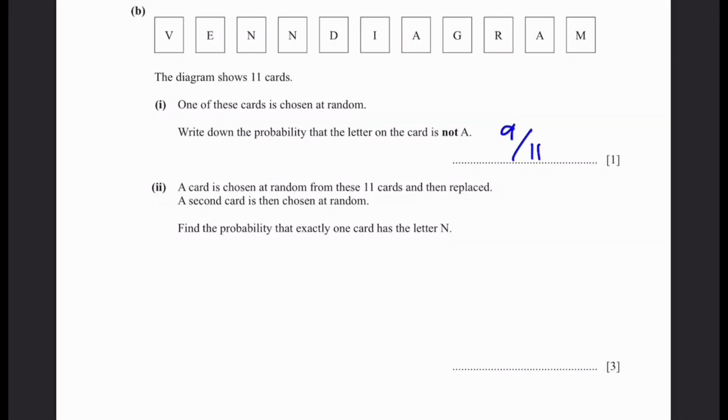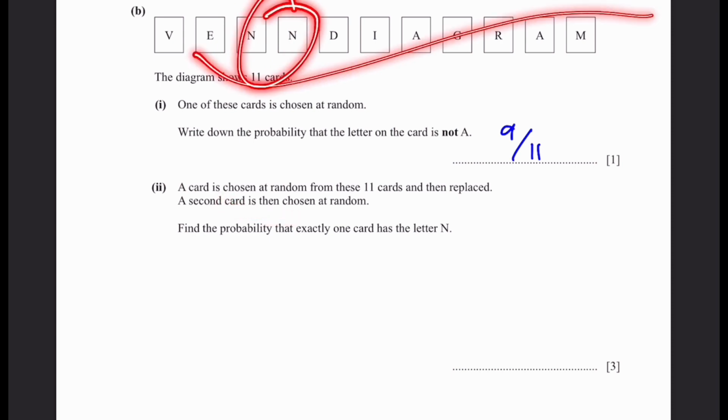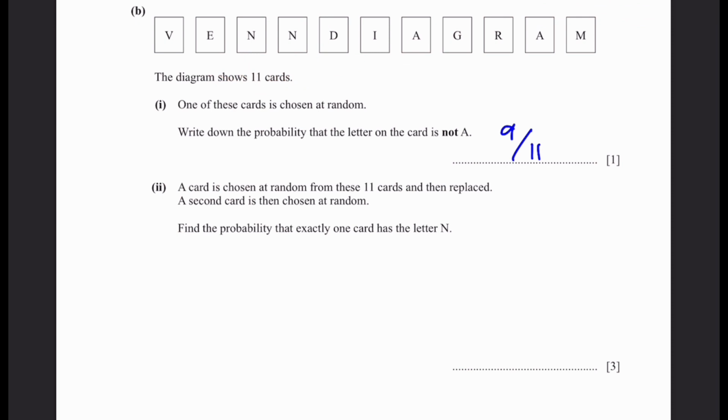Part 2. A card is chosen at random from these 11 cards and then replaced. A second card is chosen at random. Find the probability that exactly one card has the letter N. This means that the probability for letter N in one time of choosing the card is 2 out of 11. So the probability that exactly one card out of 2 has the letter N means the first card must come like this and the second card must be something else, or the first card comes something else and the second card must come N.